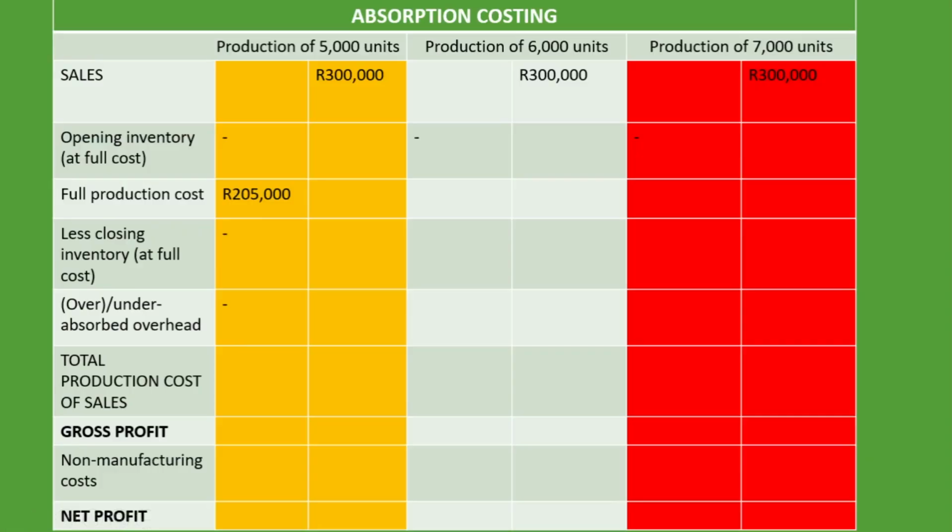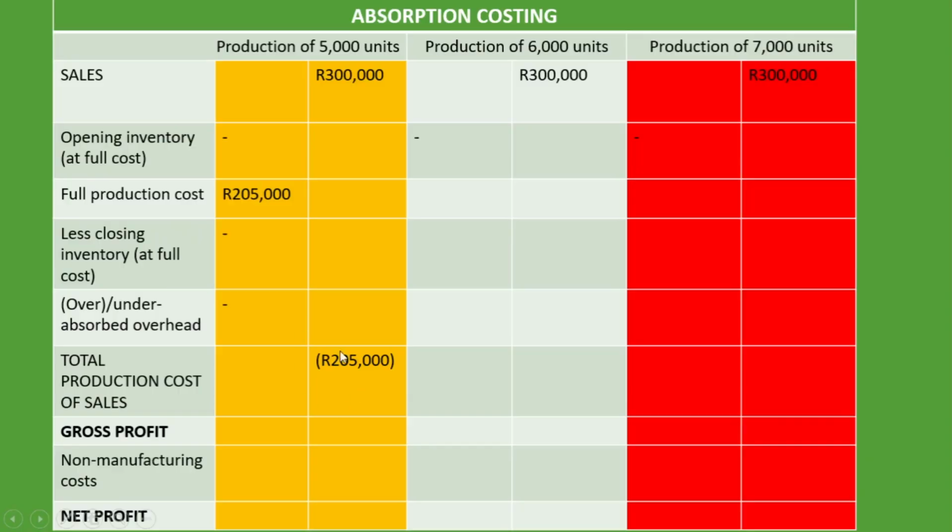The only time there would be over or under absorption of overheads is if the production volumes are different from the sales volumes. But in the first example, they are not different, so that's why we put a dash over there. And then the next thing that we do, obviously, we'll add this together, and the only figure we have there is 205,000 Rand, so we'll put that under total production cost of sales.